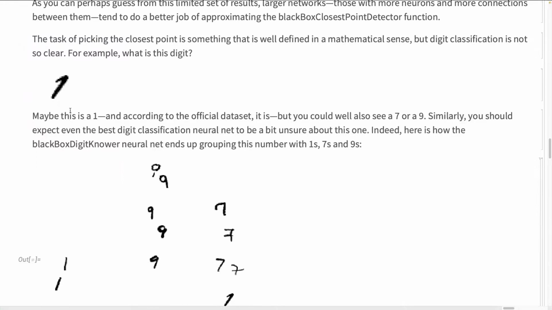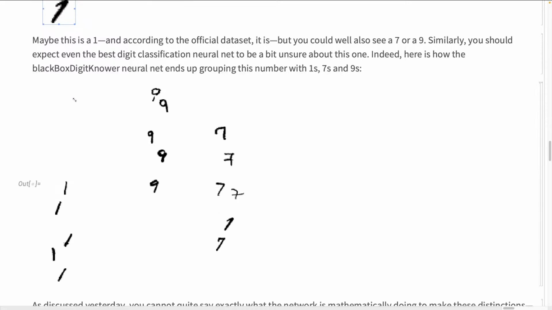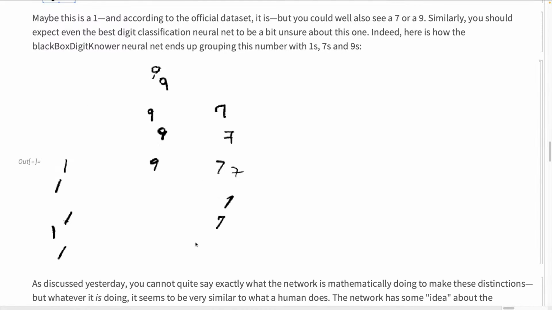If we have a good model for doing human-like tasks, like a neural network, we might expect that it might be ambiguous in the same way that a human mind is ambiguous. If I look at this, I think, the data set says it's a 1, but I think it could be a 7 or maybe even a 9. If we plot this according to the neural network, a bunch of 1s and a bunch of 9s and a bunch of 7s together, the network actually thinks the digit in question looks more 7-y than 1-y. It's more in the 7s group than in the 1s group.